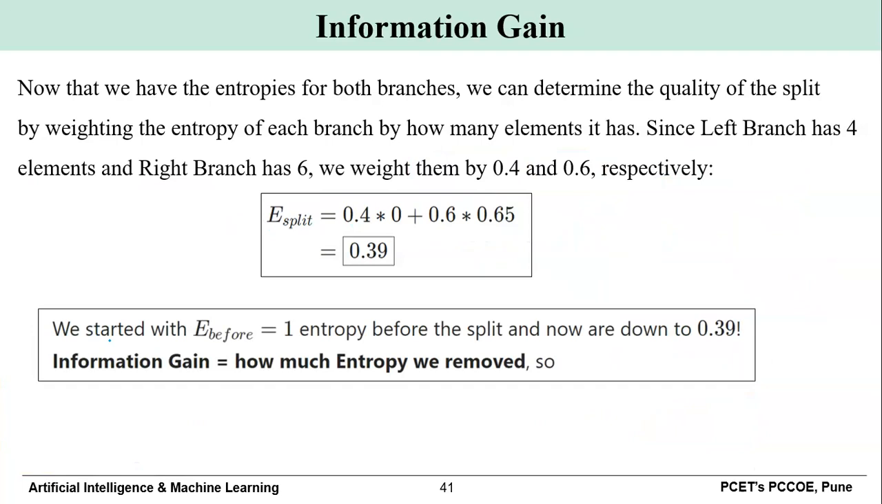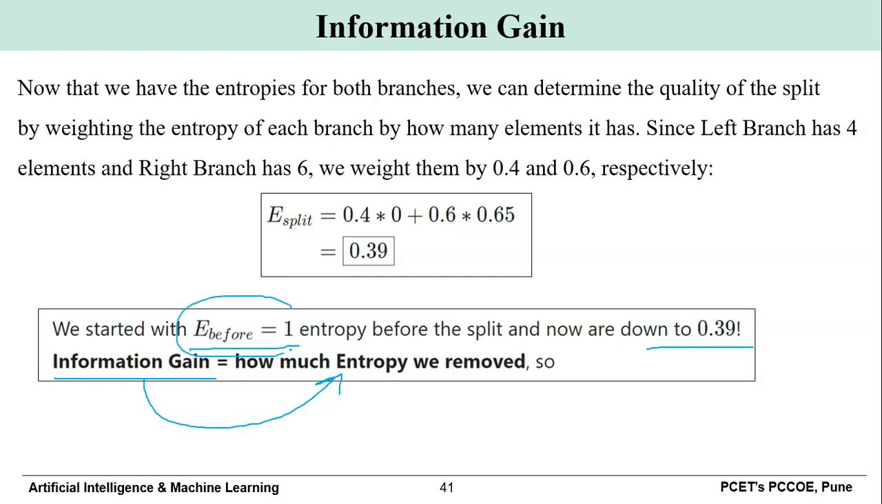So when there was no split, all 10 data points were there, and the entropy was 1. Now when the data is split into two parts, right branch and left branch, you get entropy as 0.39. Whatever information we receive from the entropy value is called information gain. So information gain is nothing but how much entropy we removed.